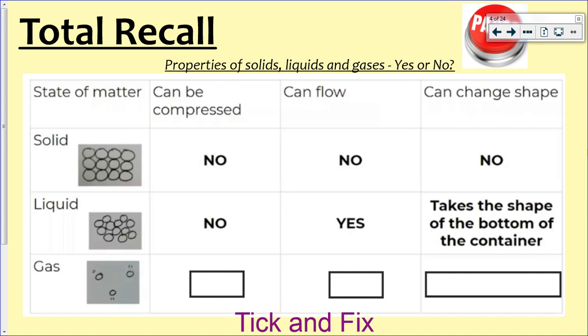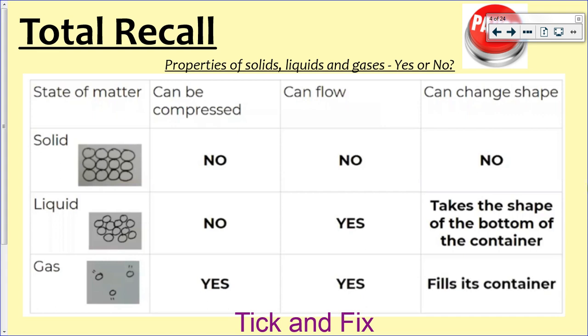And finally, a gas. Can it be compressed? Yes. Can a gas flow? Yes. Those particles are really spread out, so they're moving and flowing about all over the place. Can a gas change shape? Again, it fills its container. Okay, so just like when Mr. Walker had the empty bottle last week, he was able to compress the bottle. The gas would have been flowing around in the bottle, but the gas also filled that bottle up, even though you couldn't see it. So well done if you got any or most of those right.